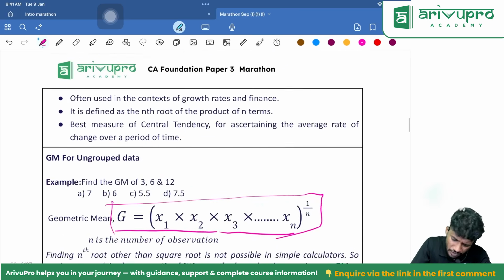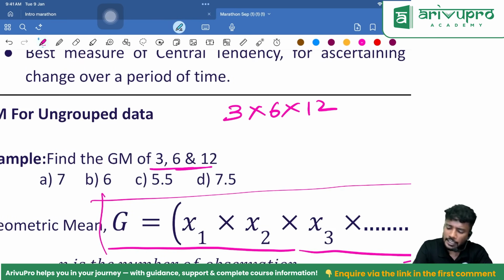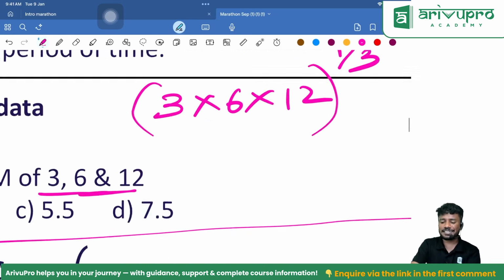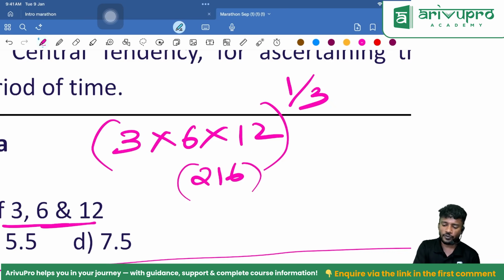Now look here. First question, do this question. 3, 6, 12. How to do this, people? That is nothing but 3 into 6 into 12, the entire thing raised to how much? 1 by 3. Here, how many observations are there? 3 observations are there. That's why it is raised to 1 by 3. Now, people, how to do this? Take the calculator. Type 3 into 6 into 12 is how much? 216. 216 cube root we need to find.